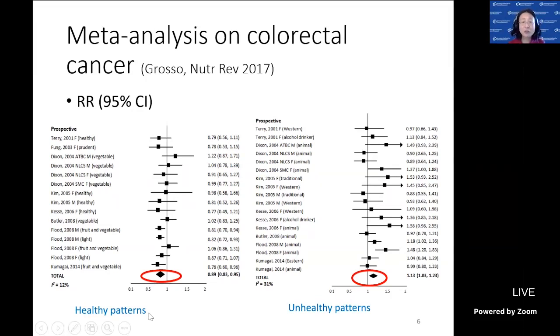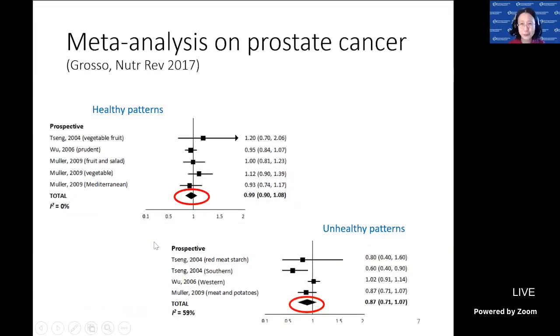Now, each of these patterns identified in different studies is going to be slightly different. It is not the exact same pattern. So you can imagine that comparison between different studies is going to be a little tricky. Less has been done on prostate cancer, and the association trend doesn't seem to be anything significant going on for prostate cancer in these healthy patterns or the unhealthy patterns.